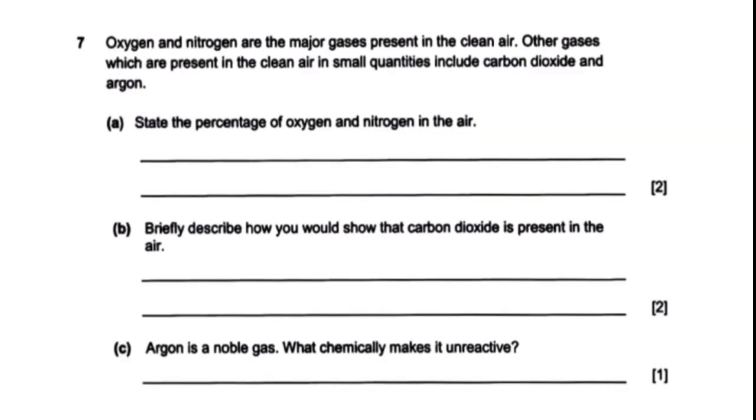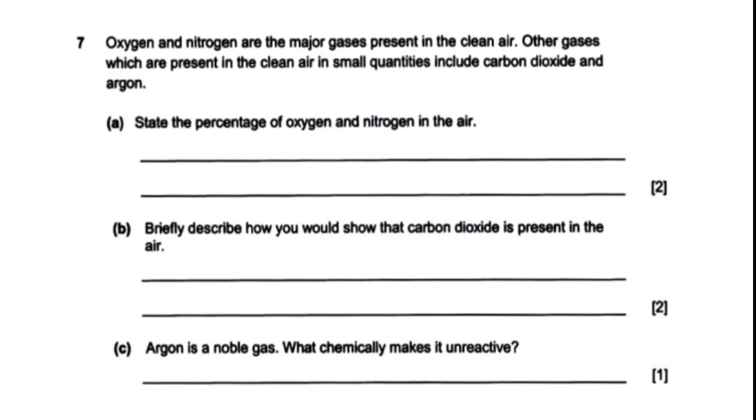Oxygen and nitrogen. This question is similar to the first one. So oxygen and nitrogen are the major gases present in clean air, and of course you know why: because they appear most abundantly in air. Other gases present in small quantities include carbon dioxide and argon.